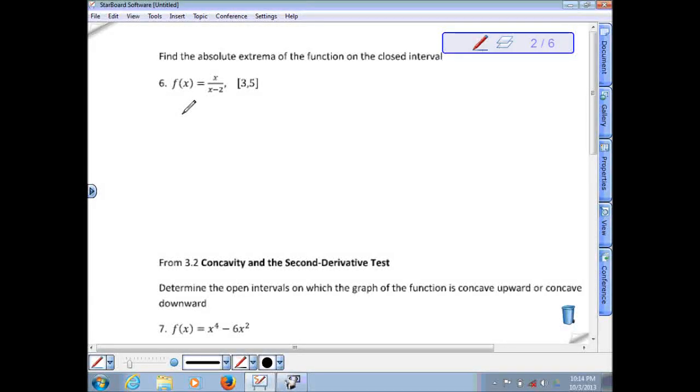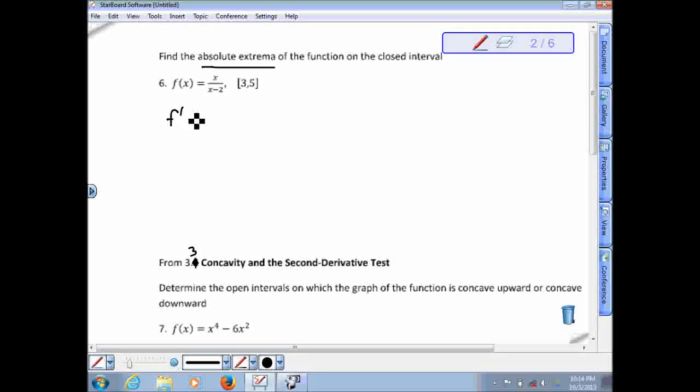Question 6 is also from 3.2. This was labeled incorrectly. That should be a 3.3. It talks about concavity. Anyway, question 6: find the absolute extreme. This is a similar process, but we now also have to consider the endpoints as being one of the extreme values of this closed interval, not just the critical values.